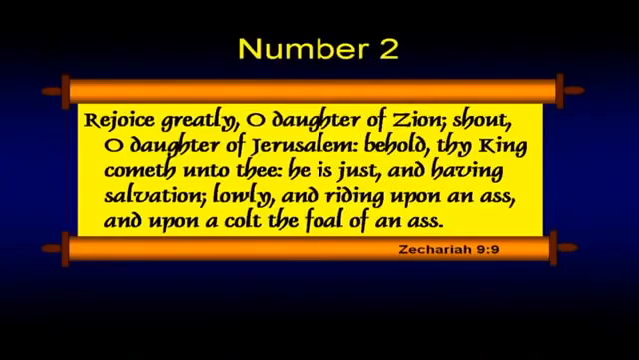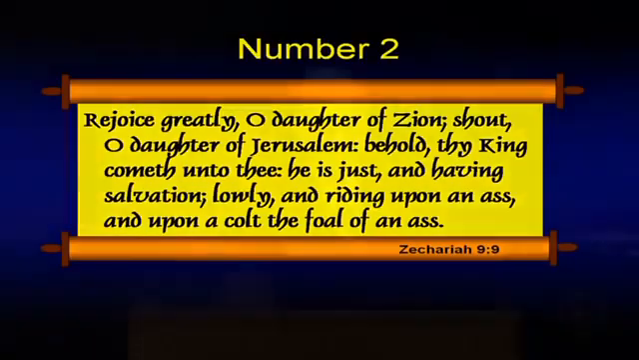Let's take the next one. It's out of Zechariah 9:9, probably also familiar to you. Zechariah says, rejoice greatly, O daughter of Zion. Shout, O daughter of Jerusalem. Behold, thy king cometh to thee. He is just and having salvation, lowly, and riding upon an ass, and upon a colt, the foal of an ass. This is the prediction in Zechariah that the Messiah would present himself as riding a donkey, entering Jerusalem, that event that we later celebrate on what we call the triumphal entry, right?